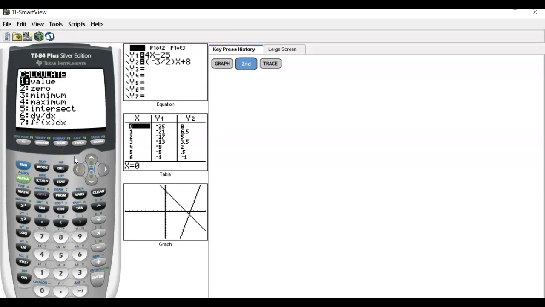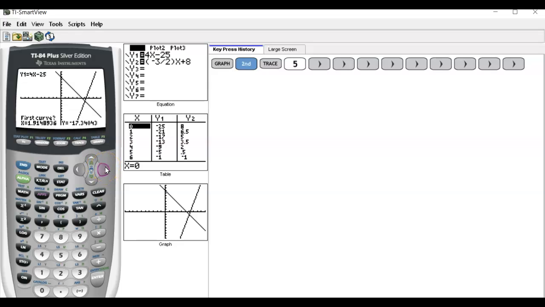And that gives us calculations that the calculator can do independently, and what we're looking for is number 5, the intersection. So now I'm on 5, the intersection. You can see up here y1, this is the equation we're looking at, 4x minus 25. And this is considered the first curve, and right now we have a cursor at 0, negative 25. We need to get it up to here. So to do that, I'm going to arrow to the right.